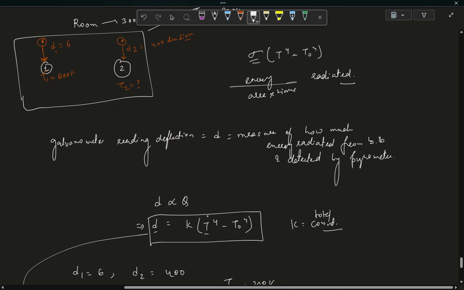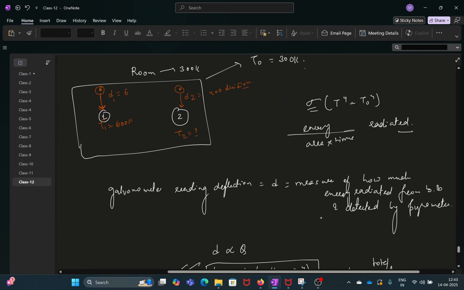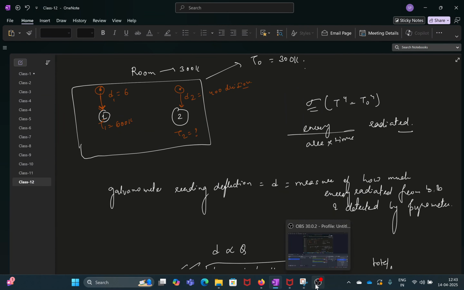But the only catch in this question was that you have to know that the pyrometer's reading of deflection in the galvanometer is actually the reading of how much radiation energy is detected. So they will be directly proportional to each other, so that you can get the relation between the deflection D and the energy radiated with the temperature relation directly like this, and therefore you can solve your problem. So these are the simple fundamental concepts that we'll be needing for these kinds of problems, and this will be the end of this discussion. I hope this will be helpful to you.